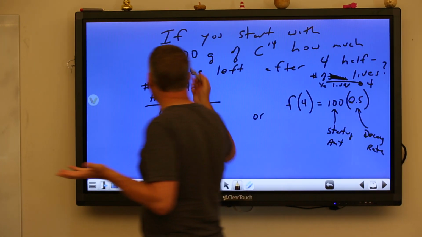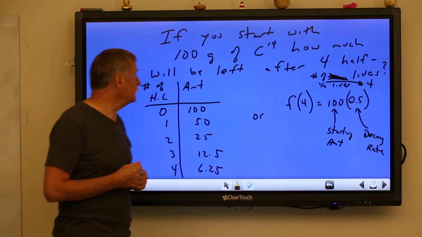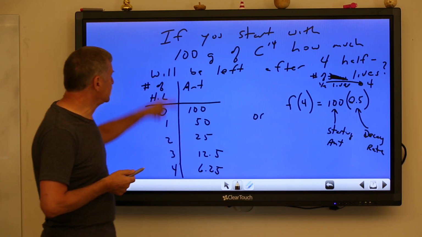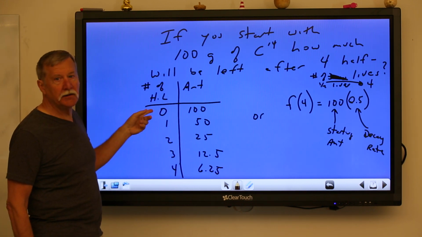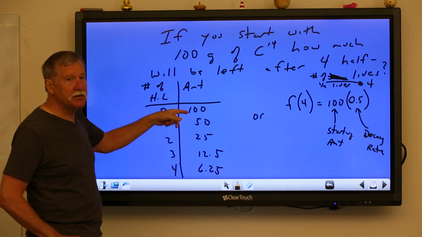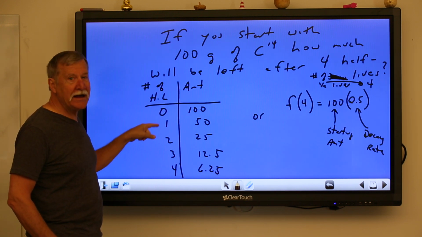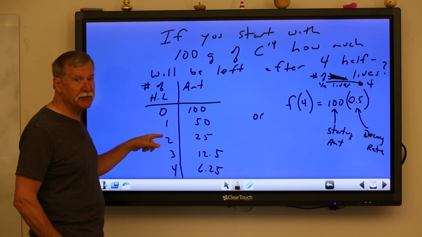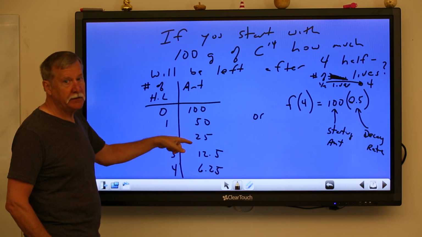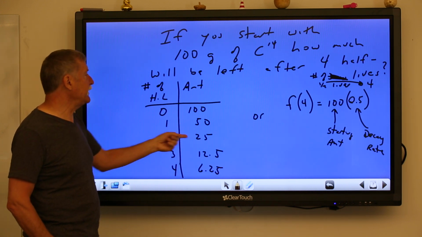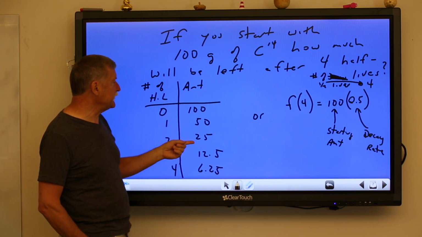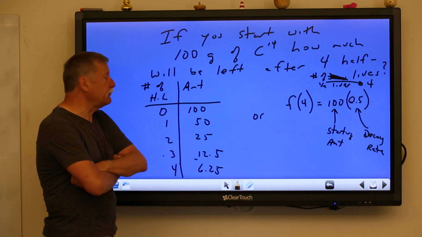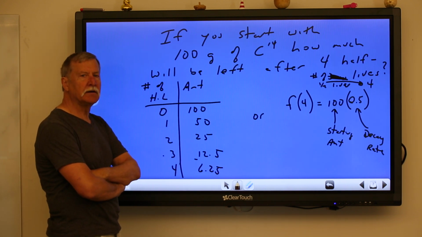Okay. So if you start with 100 grams of carbon-14, how much will be left after 4 half-lives? All right. Well, again, you could do a chart, and you could say at the beginning, no half-lives. At the beginning, you start off with an amount of 100. After one half-life, now you have half of that, 50. After 2 half-lives, now that 50 is cut in half, multiplied by a factor of 0.5, and now you got 25. After 3 half-lives, that 25 is down to half of that. And after 4 half-lives, you're down to 6.25 grams of carbon-14.